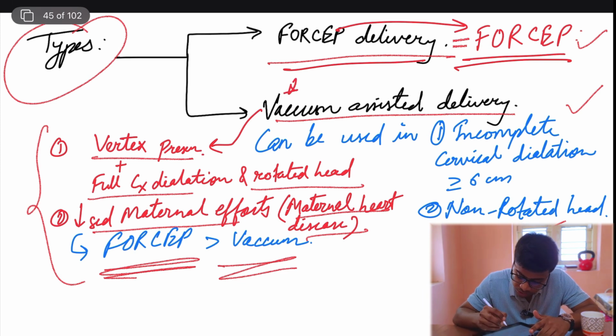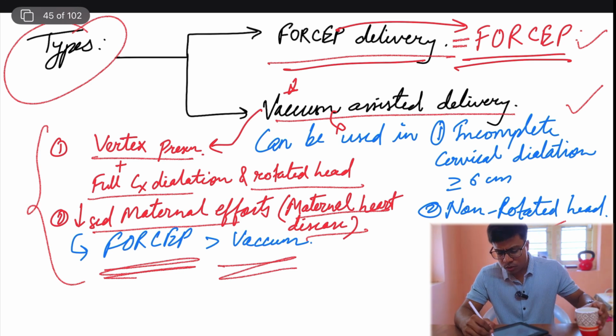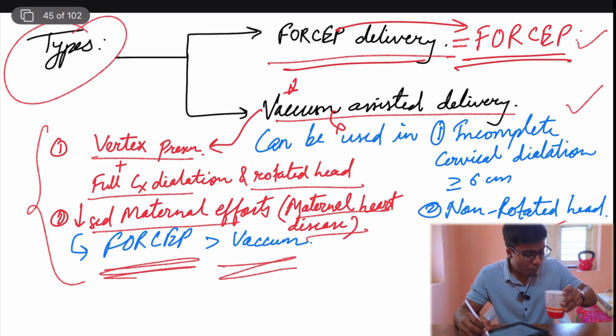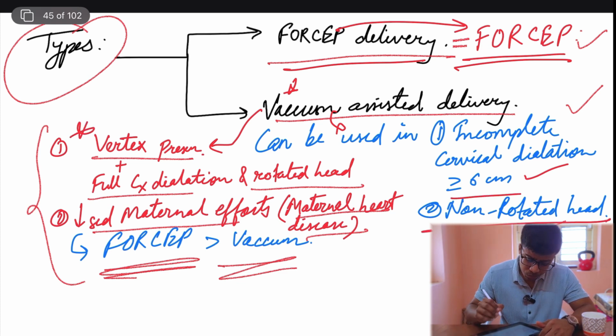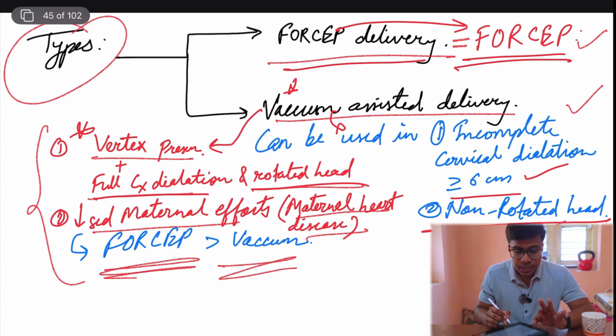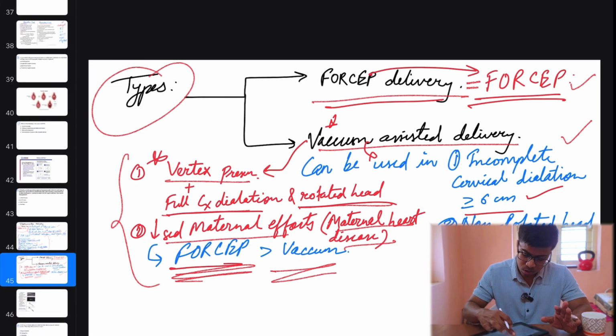Then vacuum assisted delivery is the second type. It can be used in incomplete cervical dilation greater than or equal to 6 cm. Non-rotated head and vertex presentation should be there, plus full cervical dilation, rotated head. To decrease maternal effort, such as in maternal heart disease, we should do vacuum assisted delivery, but forceps is always preferred over vacuum.